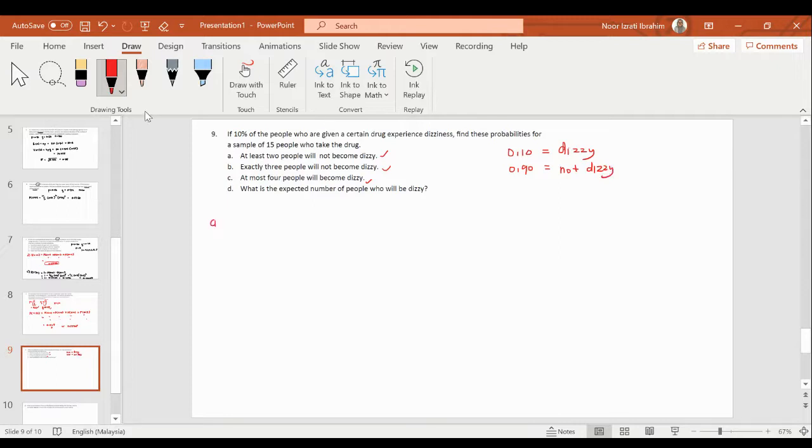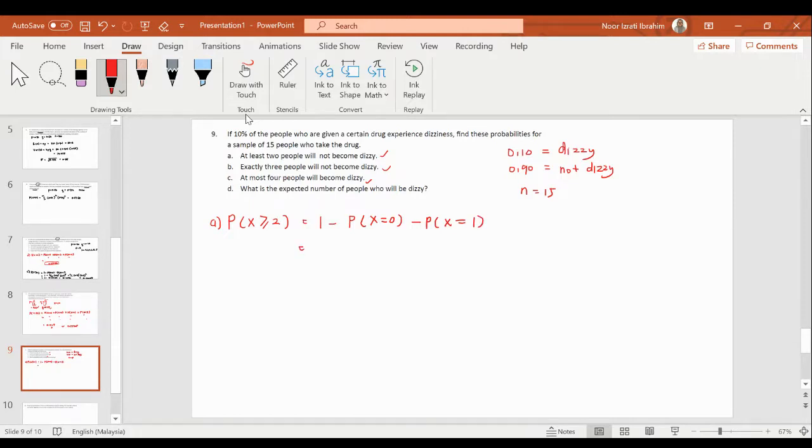Okay. Now let us look at part A. The N is 15. For A, at least 2 people will not be dizzy. So this one, probability of X greater than or equal to 2 will be 1 minus probability when X equals 0 minus probability when X equals 1.